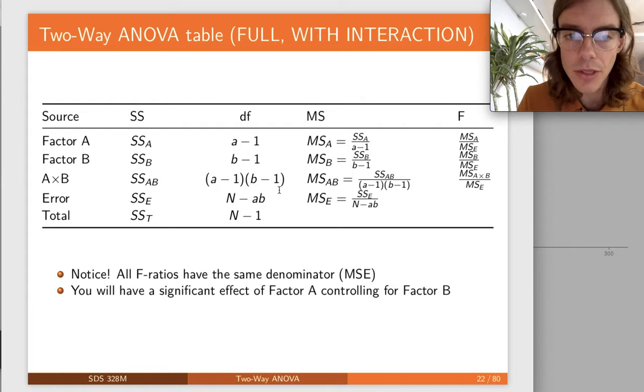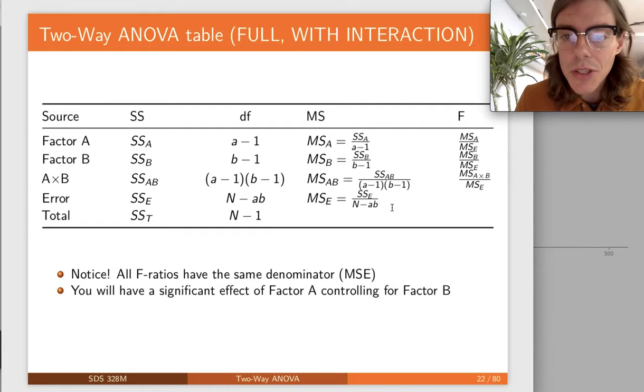So you can find all these things. The error degrees of freedom is just the total number of observations, the total number of people in your study, minus the number of groups of factor A and the number of groups of factor B. And then the total is just the total number of people minus 1.